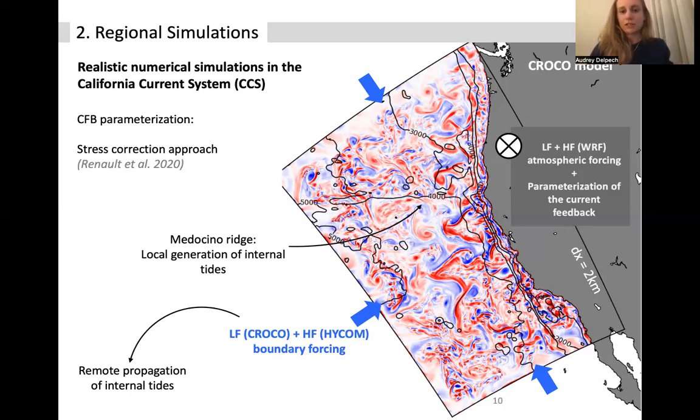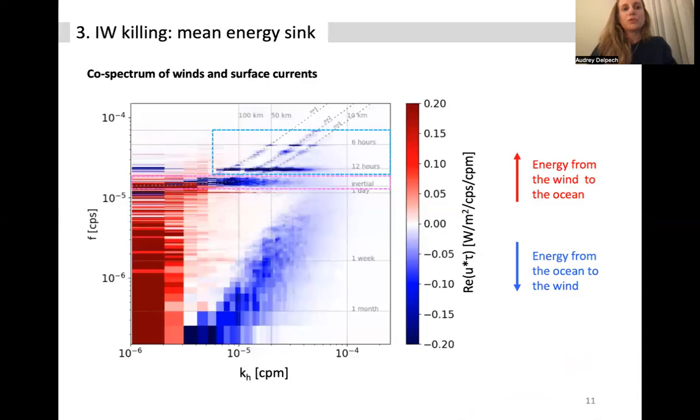So we've run this simulation for a year, and based on the results, we were able to compute the co-spectrum of wind and surface currents, which is shown here as a function of the horizontal wavenumber and the frequency on the y-axis. The way to interpret this figure, which is a one-year average, is that when it's positive, there is an energy transfer from the wind into the ocean. And when it's negative, there is an energy transfer from the ocean to the winds.